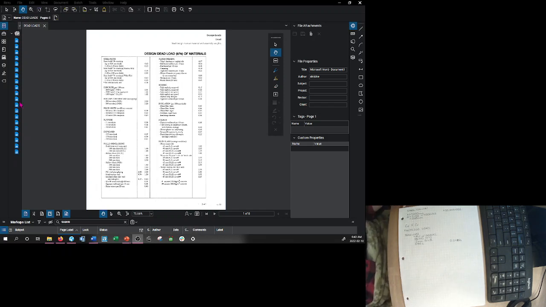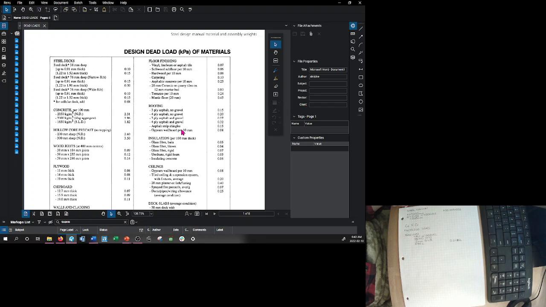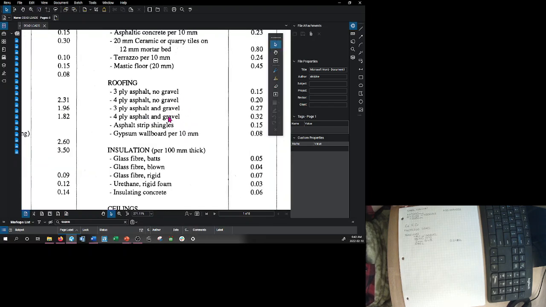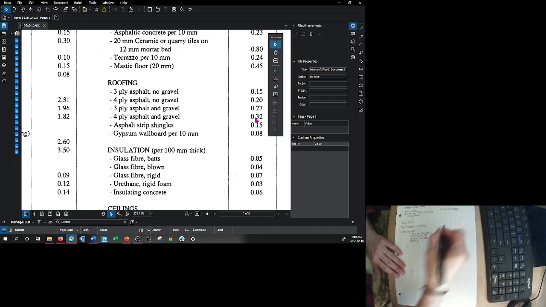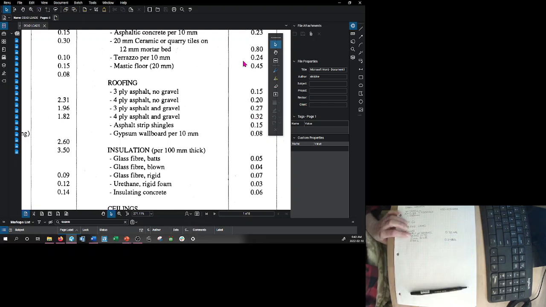Okay, so what were the things that we needed to look up here? Well, the very first one was roofing. Let's come over to our roofing section. It was a 4-ply asphalt with gravel, which meant it was 0.32 kPa. So I'm not going to make the screen big, but I'm going to write it down right here. 0.32 kPa.